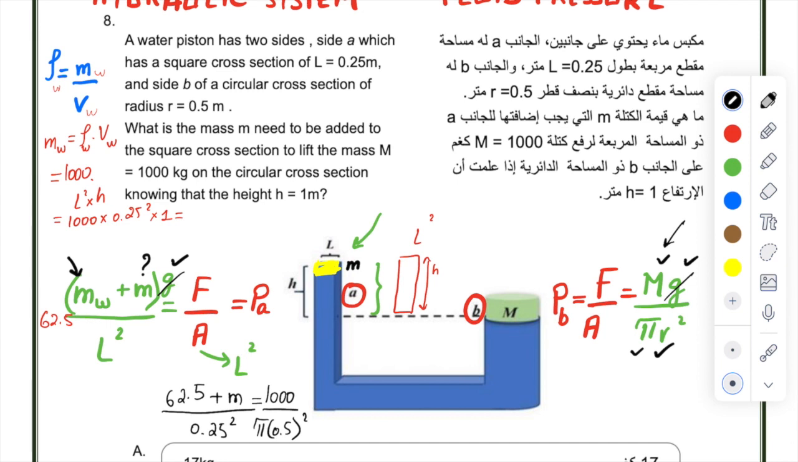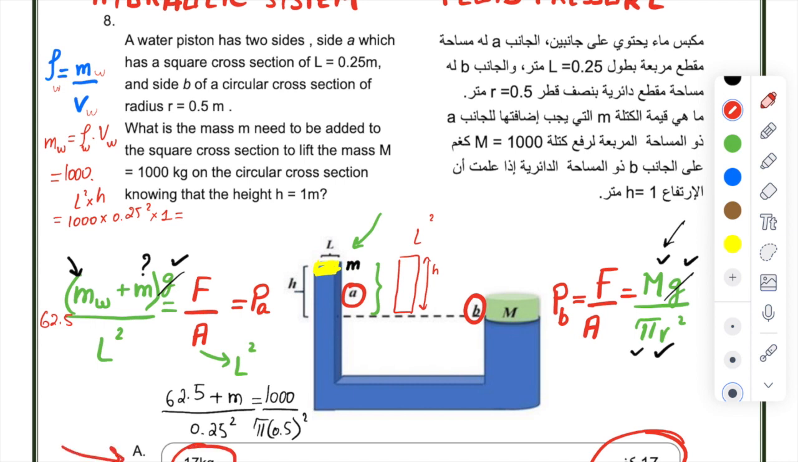After computing, I will have that the mass is eventually equal to 17 kilograms. So the answer here is A. My mass, the small mass that I need to add, is 17 kilograms.